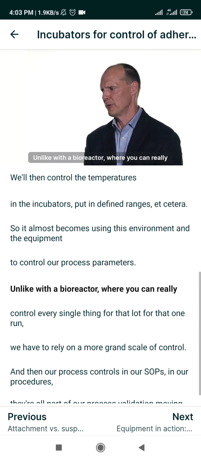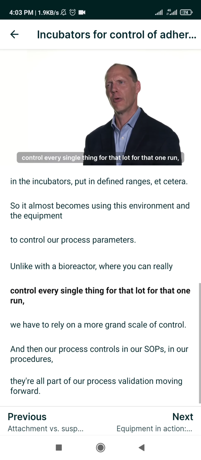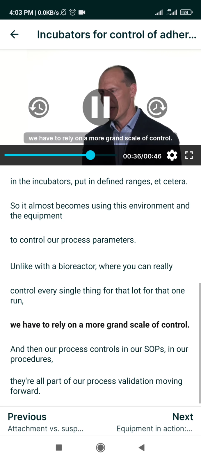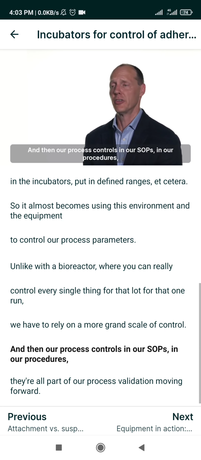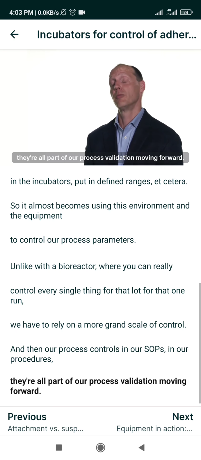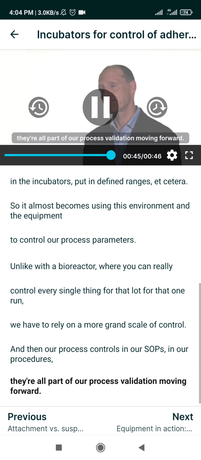Unlike a bioreactor where you can really control every single thing for that lot, for that one run, we have to rely on a more grand scale of control. And then our process controls and our SOPs and our procedures that are all part of our process validation, part of process development, part of our process validation moving forward.